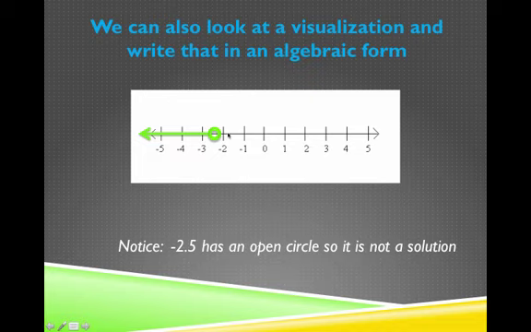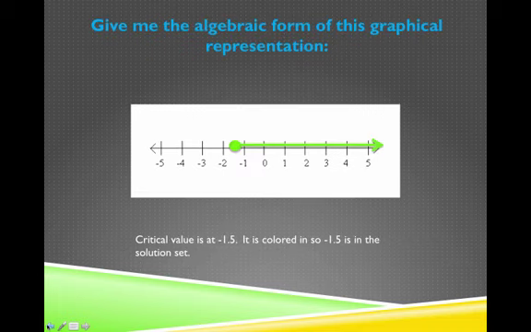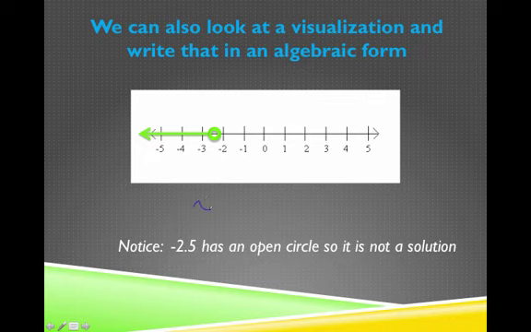So now let's turn that backwards. I've got a visualization of a graph, and I want to know how to write this in algebra. Here, notice I've got this little donut or open hole at -2.5. So I know that -2.5 is not included in my solution set, and it's going to the left. So I'm going to say that x is less than, but not equal to, only less than -2.5. It's an open circle, so it's not included in the solution set.